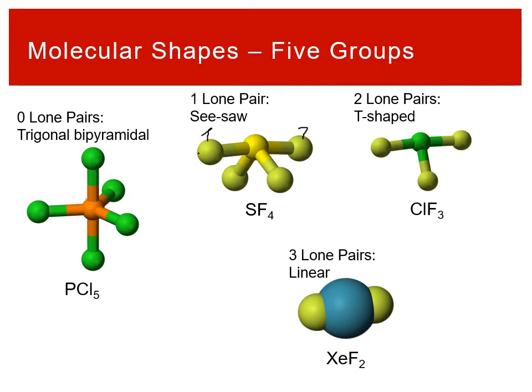These shapes show, again, that the purpose of the shape names is to be descriptive. It's either highly geometric, like trigonal bipyramidal, or it's a reference to a common object like the letter T or a seesaw.